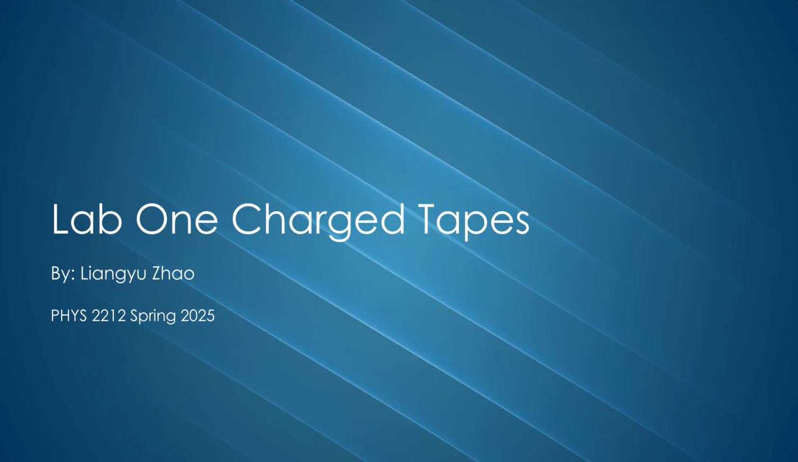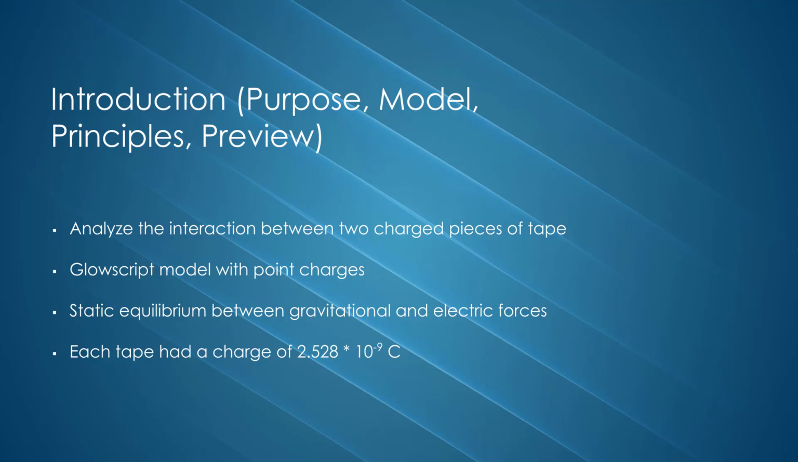Hello, this is my lab report for Lab 1, charged tapes. In this lab, we will analyze the interaction between two charged pieces of tape. Afterwards, we will make a GlowScript model, assuming we have 2 point charges. And in this experiment, we'll be analyzing the static equilibrium between gravitational and electric forces.